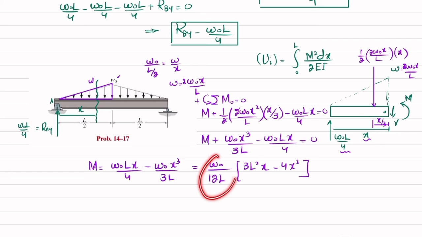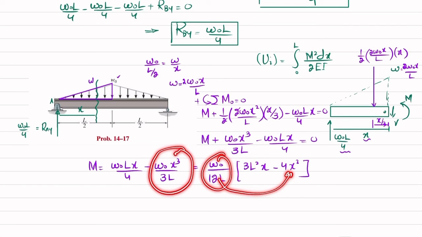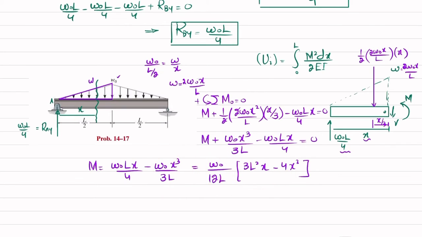Again, you can multiply this with this, so you will get this term, clear? And if you multiply this with this term, you will get this term. You can check it as well. So your final moment equation will be W naught over 12L into 3L square x minus 4x cube. You can also use this equation as well, but this will be simplified. This is equation number 1.